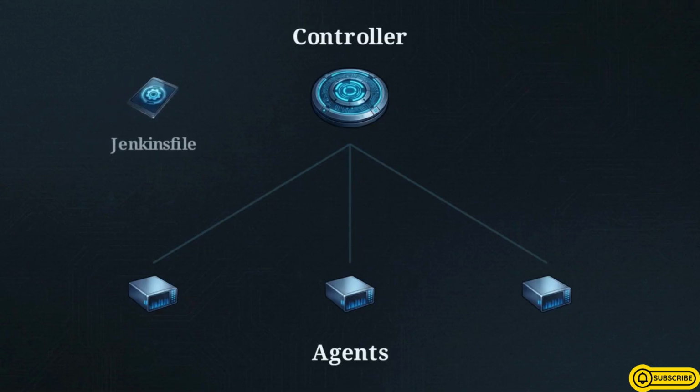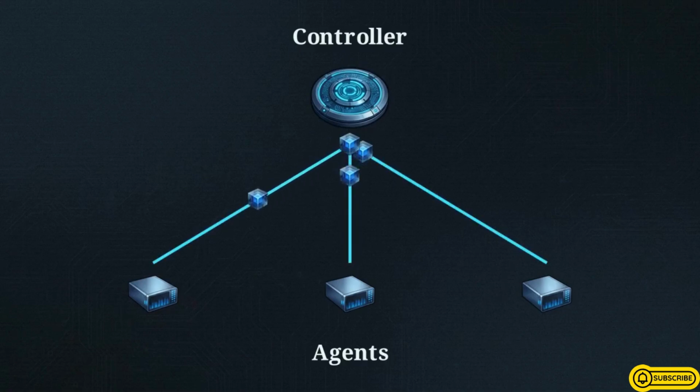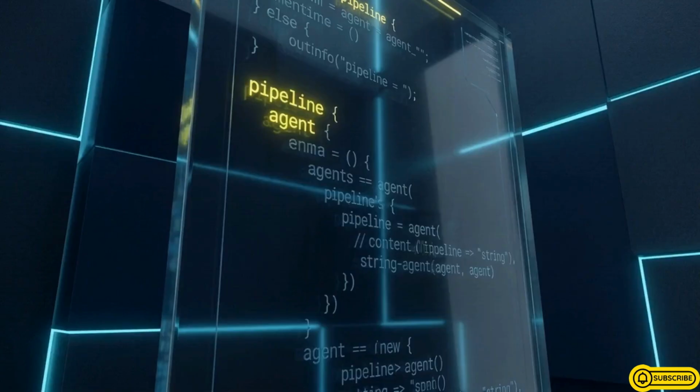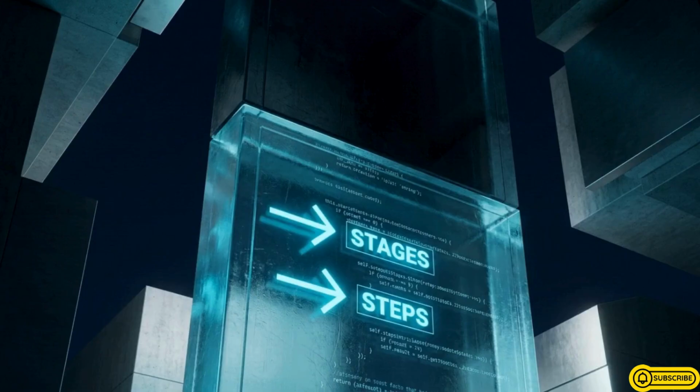The controller gives orders using a Jenkinsfile, a coded instruction manual outlining the exact steps agents must take. This standard Jenkinsfile uses a structured hierarchy. It starts with pipeline to define the process and specifies which agent will do the work. It breaks the job into stages, like test or deploy, and then lists the exact steps needed inside each stage.